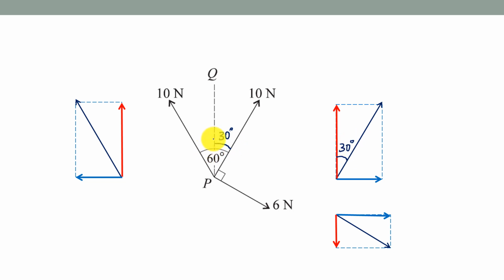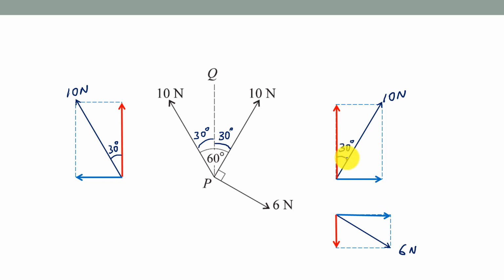Similarly, this 30 degrees here, so that the sum becomes 60, is the one which is here, 30 degrees, because it is the angle that the force makes with the vertical. Also here it is the angle that this 10 Newton force makes with the vertical. Remember, this is the 10 Newton force. That one has not changed. This one is also the 10 Newton force, while this is a 6 Newton force.